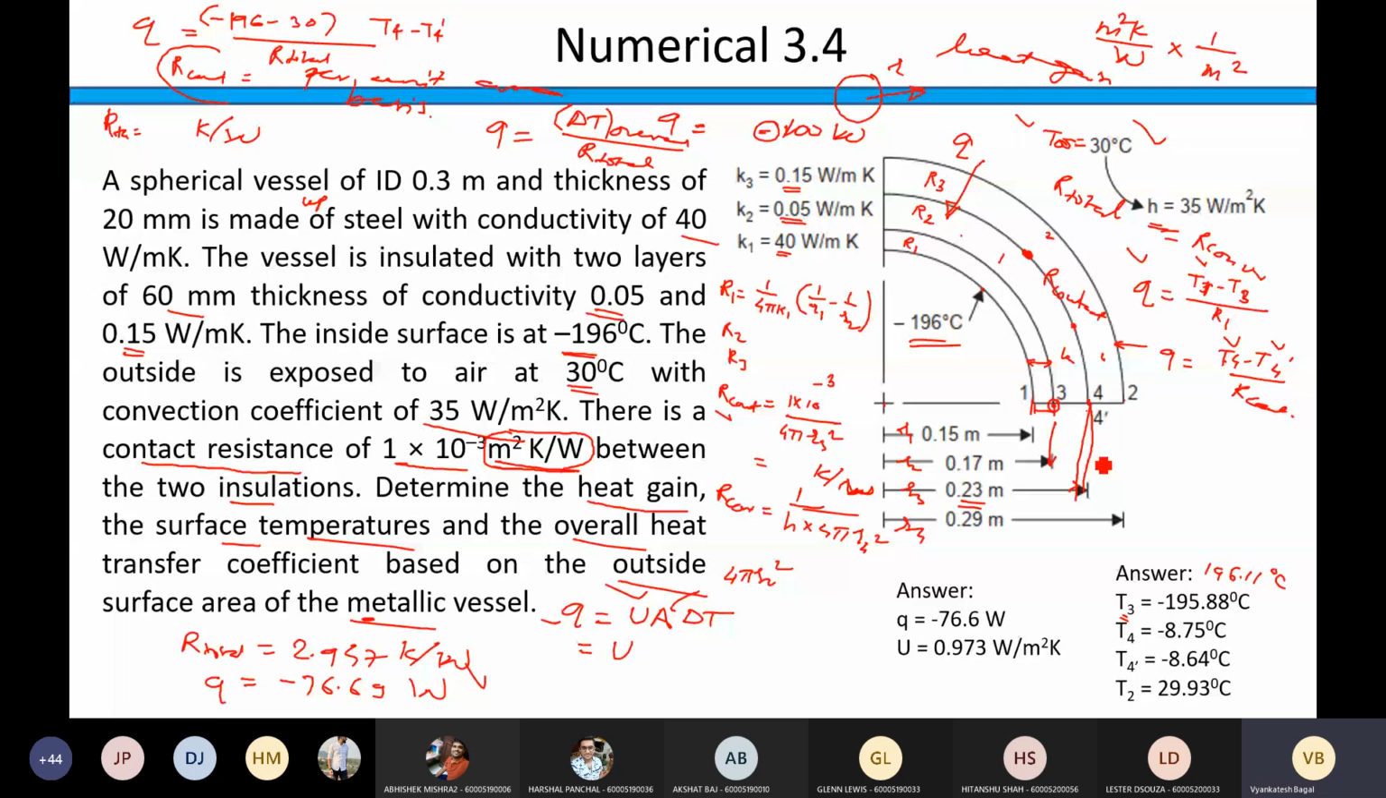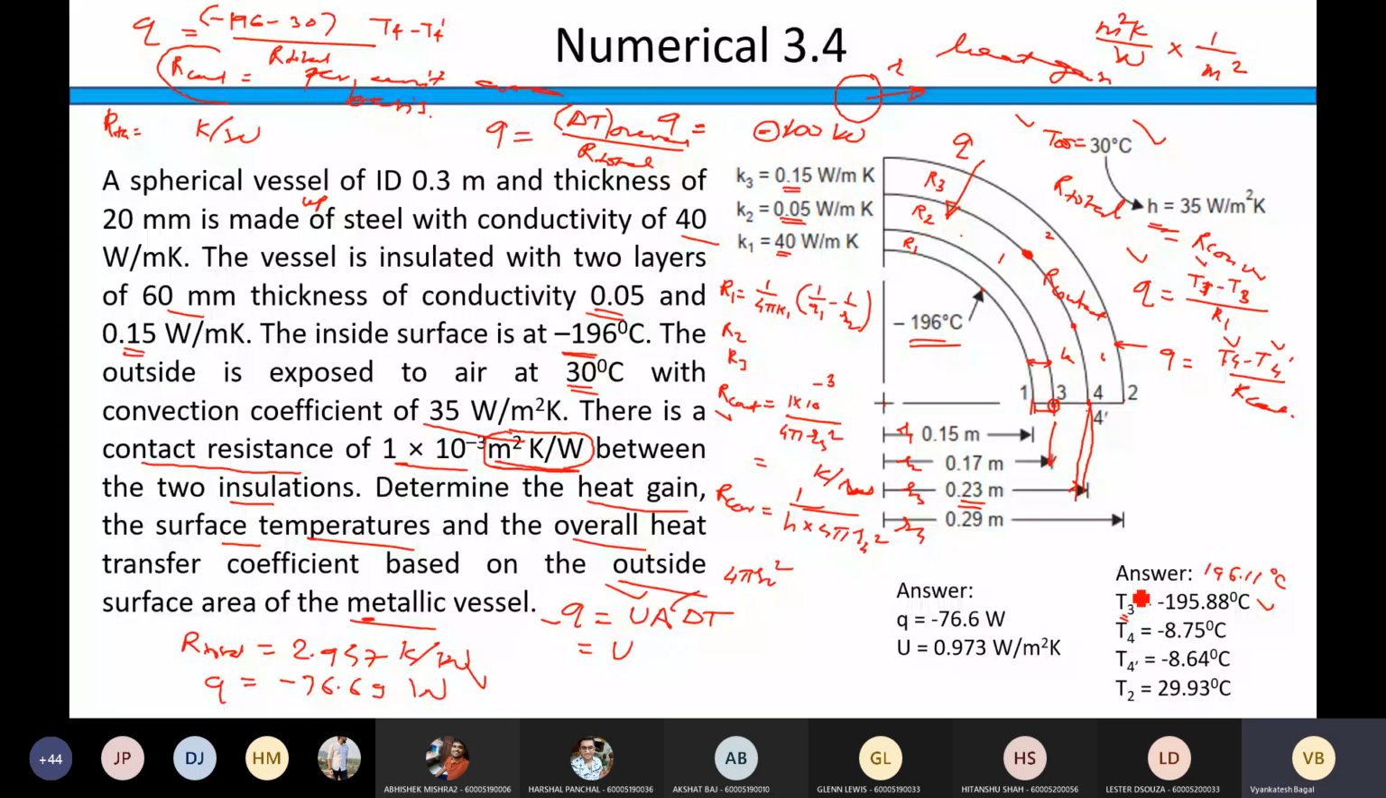Okay, find out T4. Yes, sir. Same answer. T4 also is correct? Yes, sir. Fine. So find out T4 dash. So T4 minus T4 dash will be the temperature drop at the interface, right? So this temperature drop divided by the contact resistance at this interface. So use the Kelvin per watt value, not the 1 into 10 raised to minus 3. Otherwise it will be wrong again.